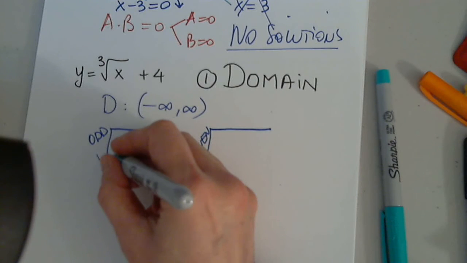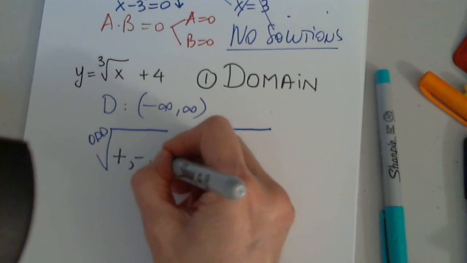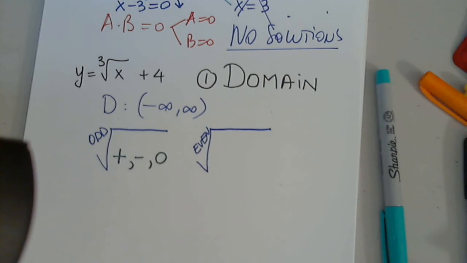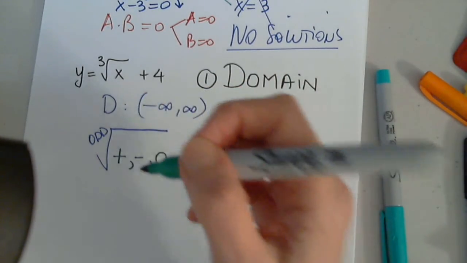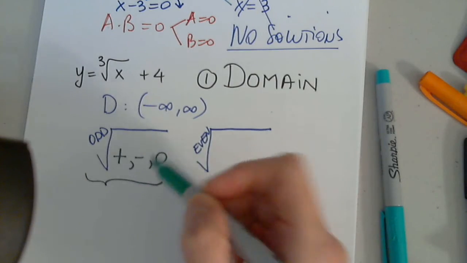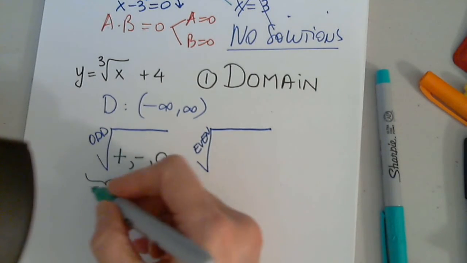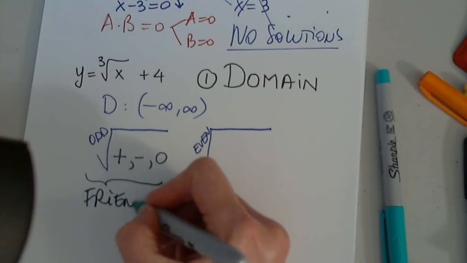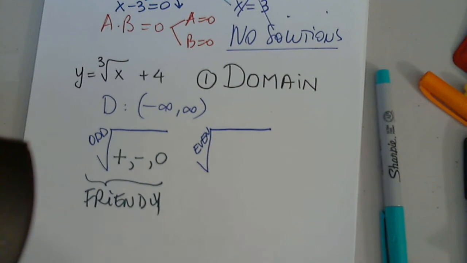Yes. The odd function has all real numbers. The root with an odd index will always have domain all real numbers. I call this friendly. I don't have to worry about this function. It doesn't give me any headaches. But this one, it does. It does give me headaches.